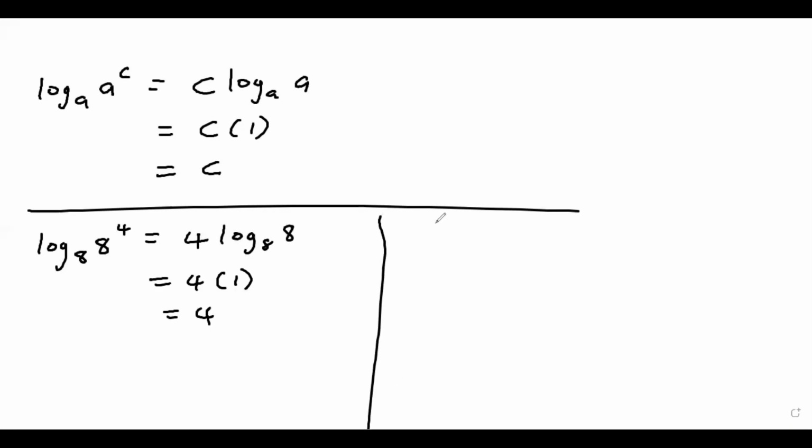Another one, let's say we have log base 2 of 2 to the 3. That would be 3 log base 2 of 2. That's 3 times 1, which is equal to 3. So those are the laws of logarithm.